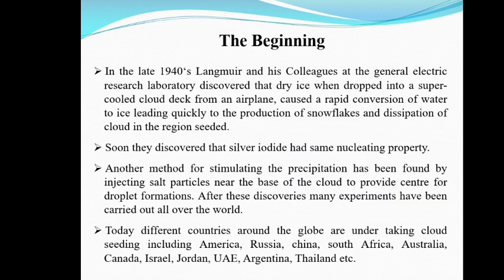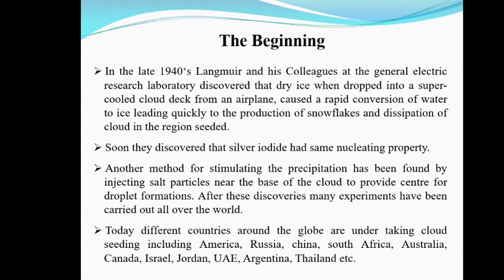Now comes how cloud seeding began. In the late 1940s, Langmuir and his colleagues at the General Electric Research Laboratory discovered that dry ice, when dropped into a supercooled cloud deck from an airplane, caused a rapid conversion of water to ice, leading quickly to the production of snowflakes and dissipation of cloud in the region. Soon they discovered that silver iodide had the same nucleating property.